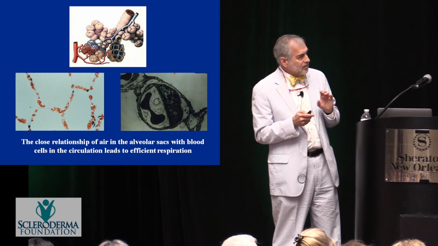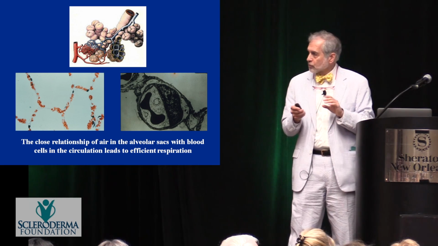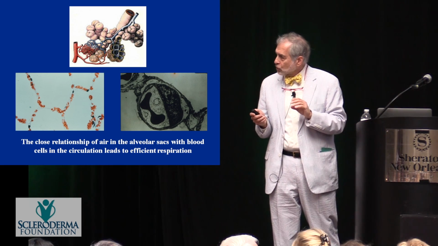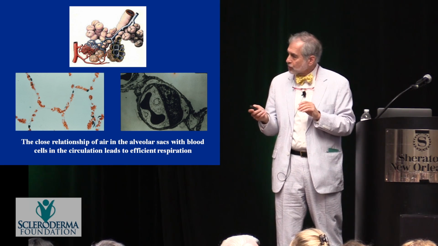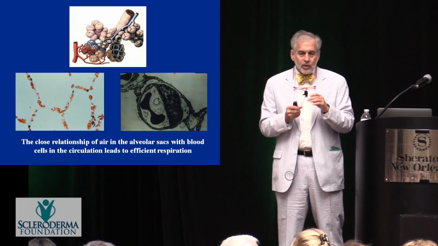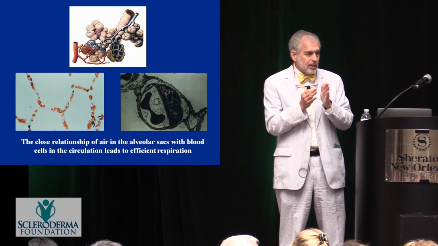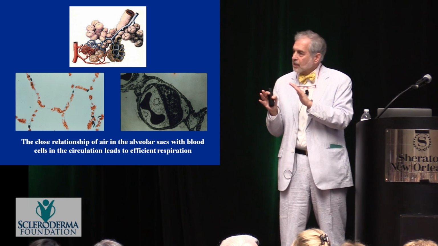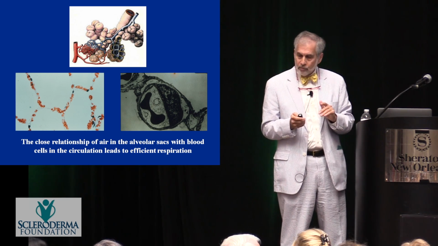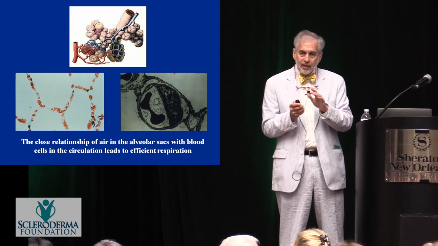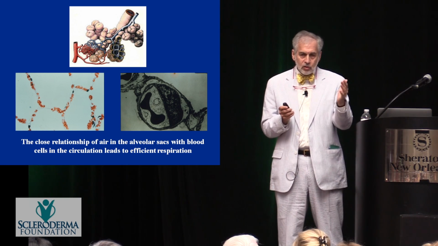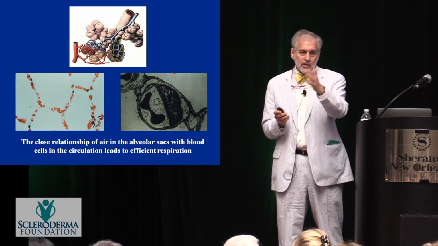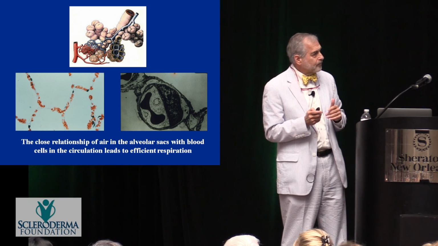And this is an even higher power. This is an electron microscope power that shows you a red blood cell. That dumbbell-shaped object is a red blood cell, and you can see how close it is to the air. And that's how we can breathe so efficiently, because there's a very thin membrane that allows oxygen to come in and carbon dioxide to go out.